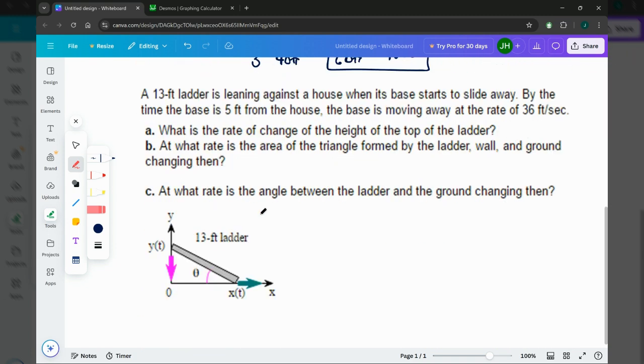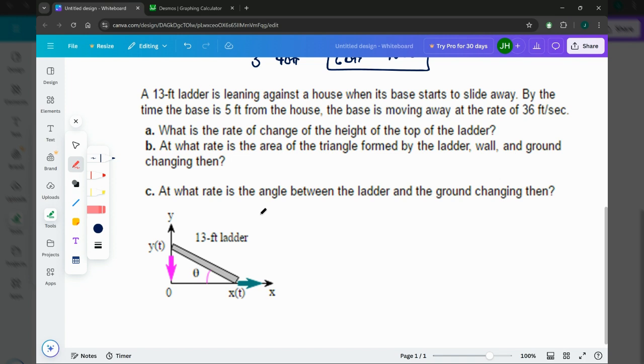Now, I really hope I have enough time to do this next problem. A 13-foot ladder is placed against the wall and the base starts sliding away. By the time the base is 5 feet from the house, the base is moving at a rate of 36 feet per second. At what rate is the height of the top of the ladder moving?